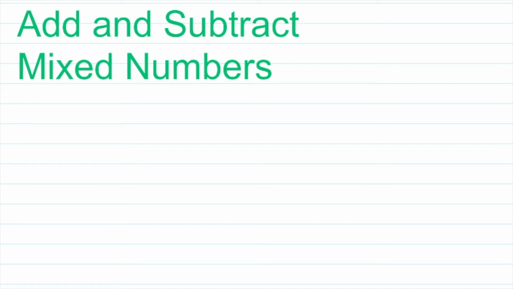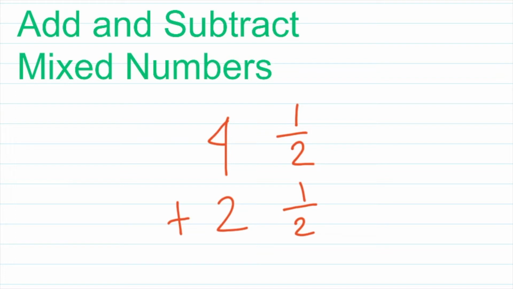Okay, so today we're going to learn how to add and subtract mixed numbers. Remember, mixed numbers are fractions that have a whole number and a fraction. The first one we're going to be doing is adding the mixed numbers. First example is going to be 4 and 1/2 plus 2 and 1/2. We are going to do it by this method.